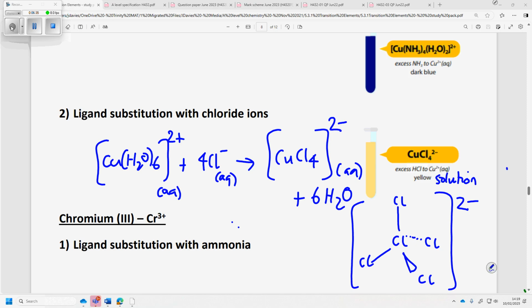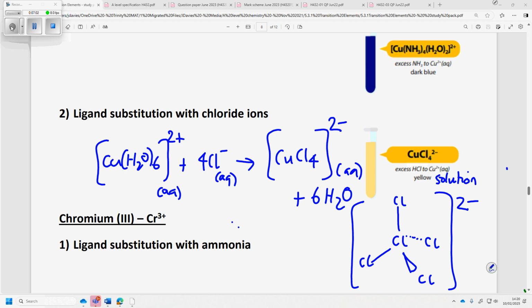You should know the shape, tetrahedral, of the copper fluoride complex. Bond angle, as I'm sure you all know, think about that now, 109.5 degrees. That's something you should be able to draw. You need to know the colour, yellow. So we're going from the pale blue copper hexa-aqua ion to the yellow copper fluoride complex.